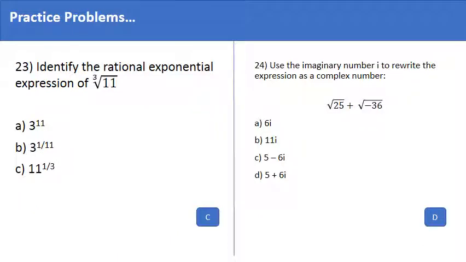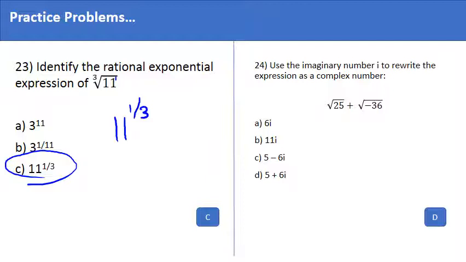All right, so next we're going to identify the rational exponential expression of the cube root of 11. So notice 11 will have a power of 1. So that means we take that 11 to the first power and divide that first power by the third. So that means we have 11 to the 1/3 is how you would rewrite this in rational exponential expression form.